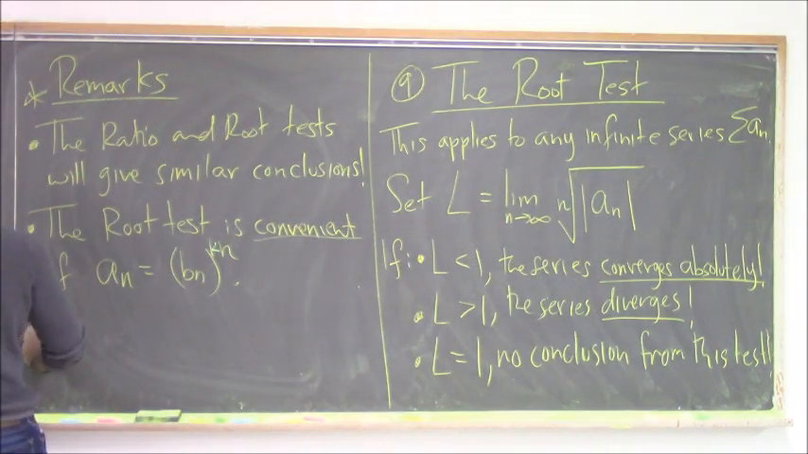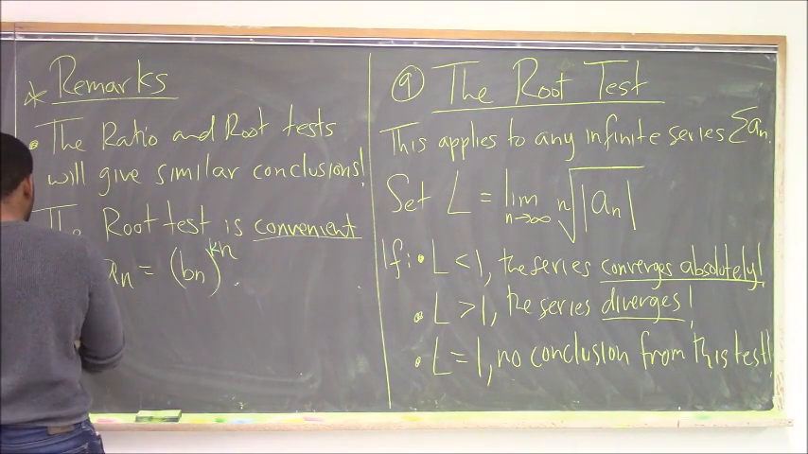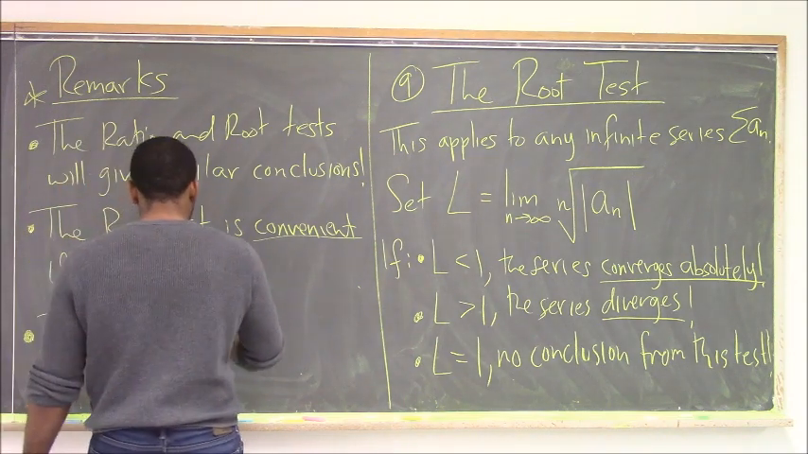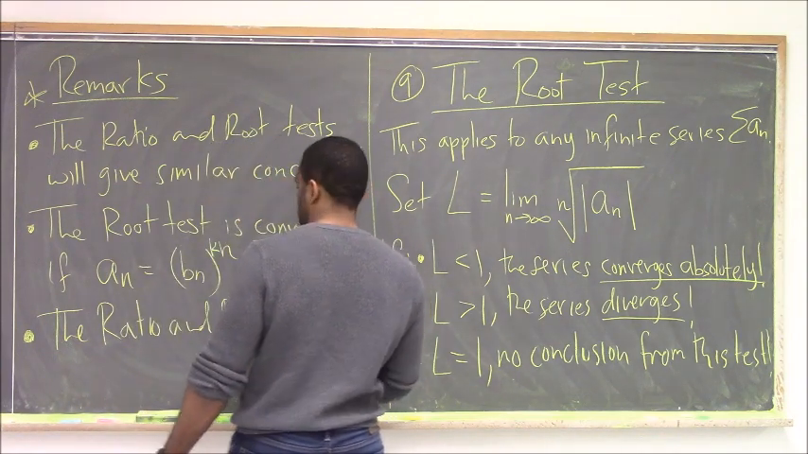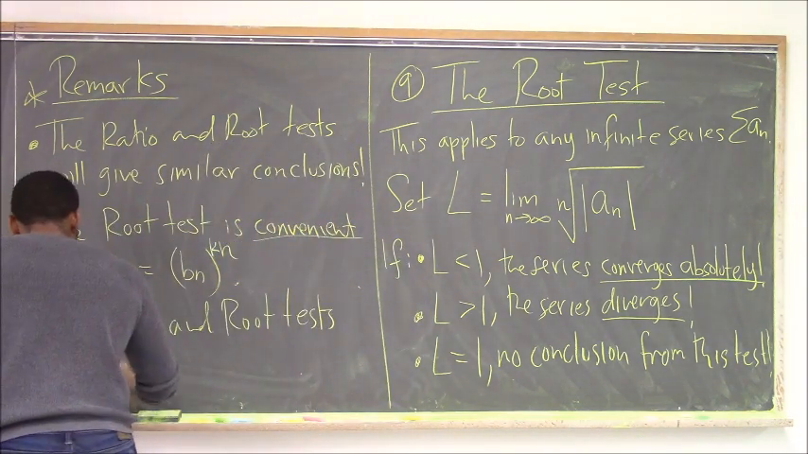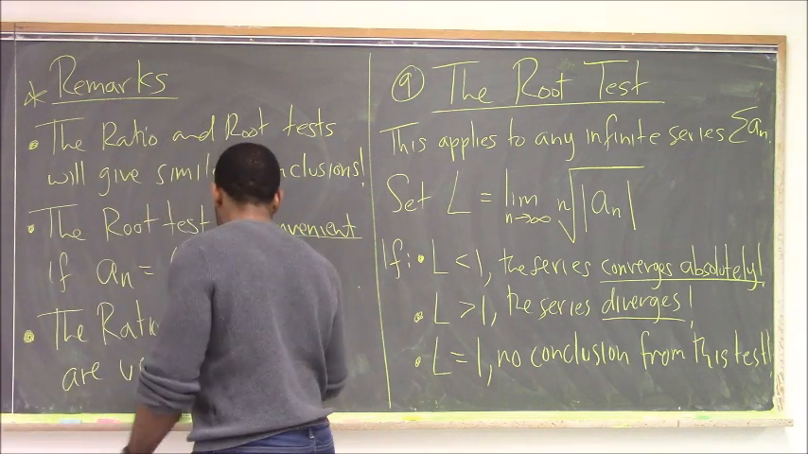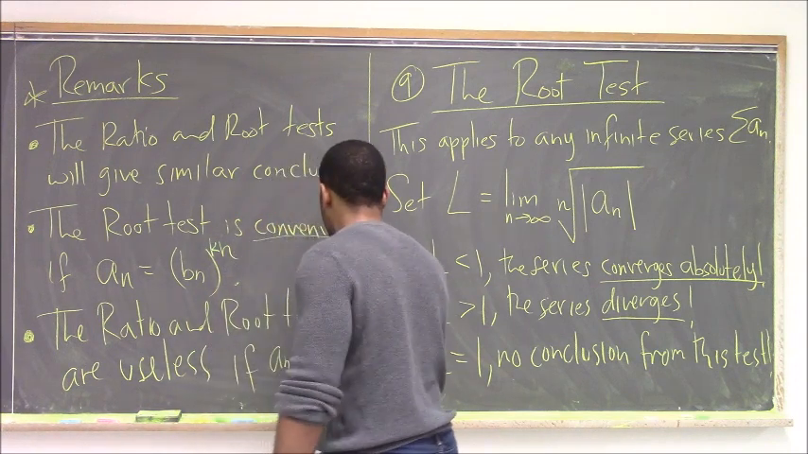There are exceptions to this rule. Both the ratio and the root test here, actually. This is a criticism of both. They are useless if a_n is a rational function.